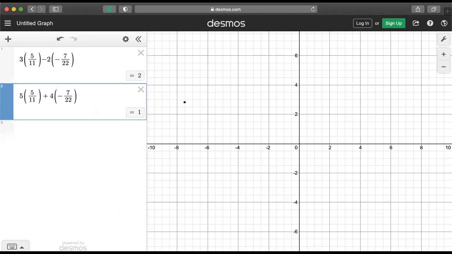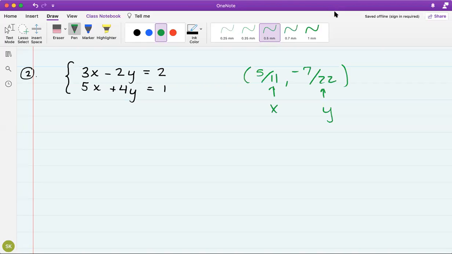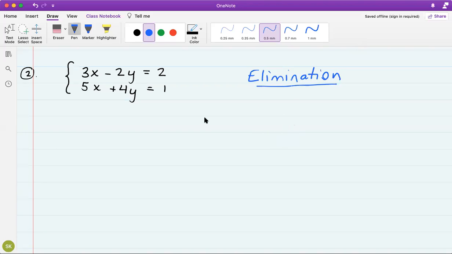Okay, and now we're going to try to solve this problem using elimination. For elimination, what we need to do is add these two equations together and get rid of one of the variables. So how can we do that? Let me write down the two equations down here. 3x minus 2y is equal to 2, and 5x plus 4y is equal to 1.